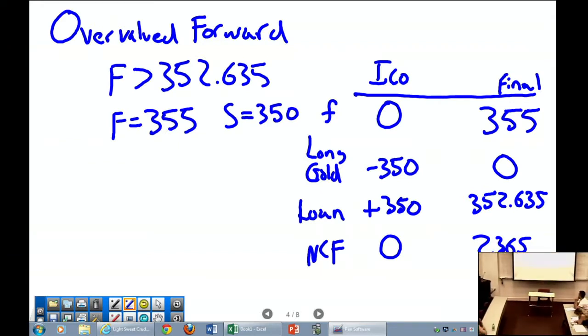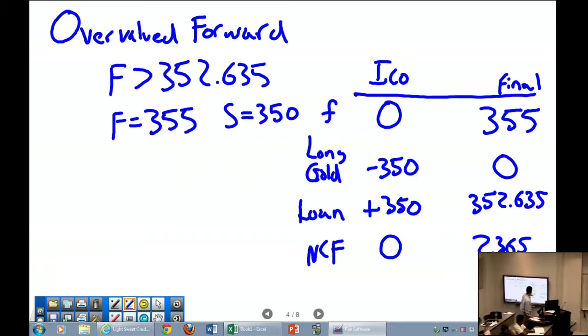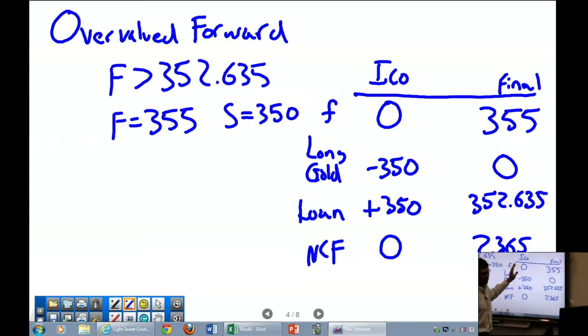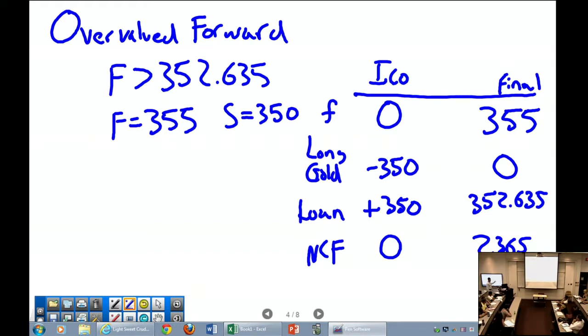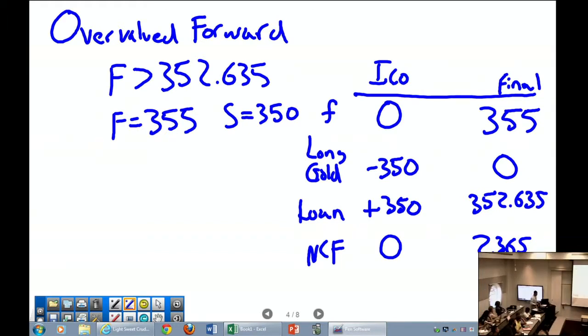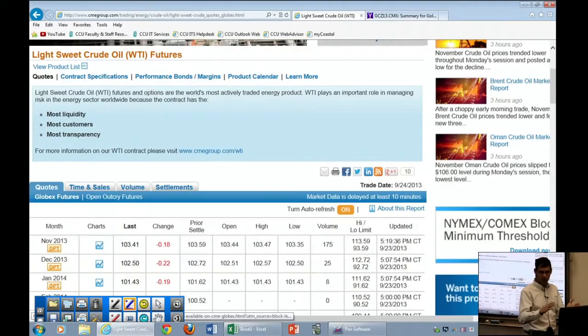You just do the opposite. If it is the other way, you do the opposite and you lock it in. In that case, it's flipped. This would be negative, you end up shorting the gold, lending out the money, and it's going to be exactly the opposite. Again, there are traders that are doing this. These parity relationships are holding.